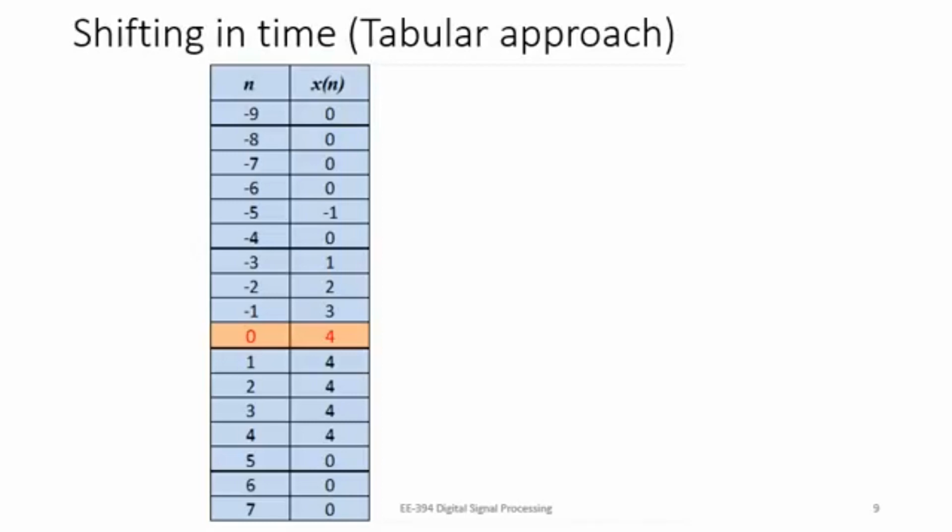We can take the tabular approach as well. It's useful if someone gets confused about where the signal would go, and it's a very simple way to do it.